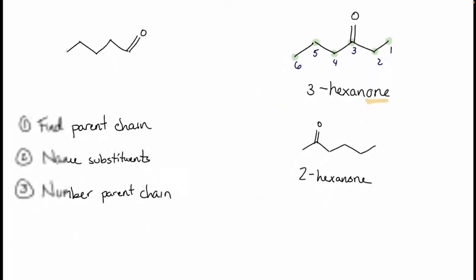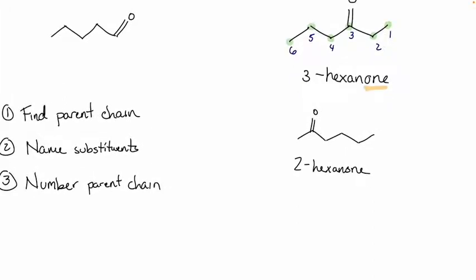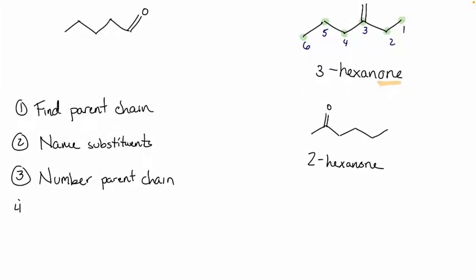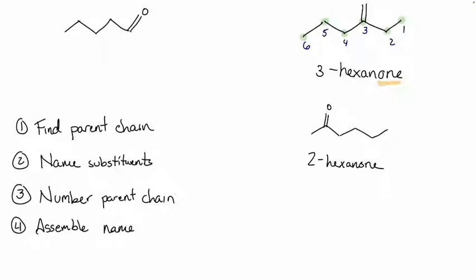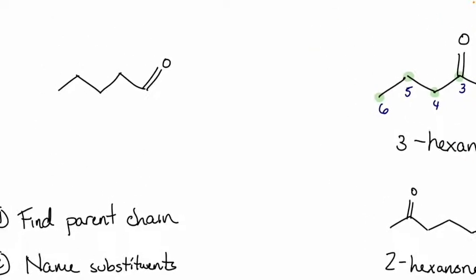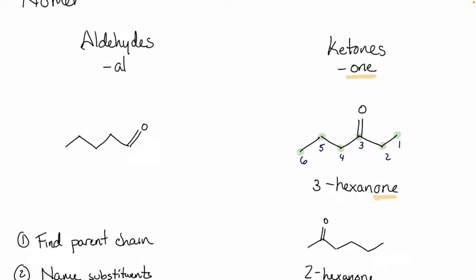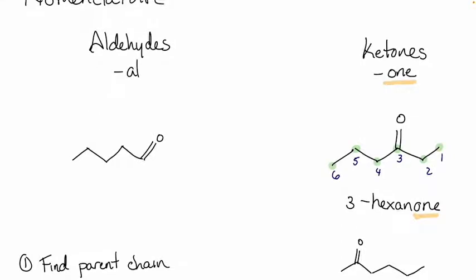Cool. The last step would be to put it all together. And so that's what I did by putting that number out front, 3-hexanone, 2-hexanone. So this is kind of the same 4-step procedure that we use for naming any compound here. So now we have our aldehyde. Again, the suffix for the aldehydes is -al. So this would be hexanal.